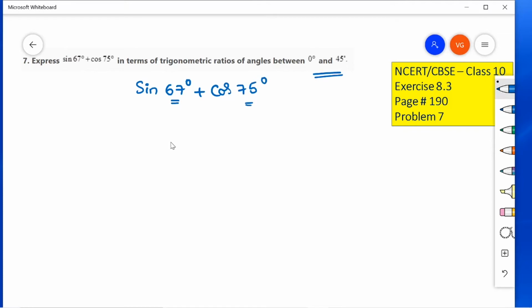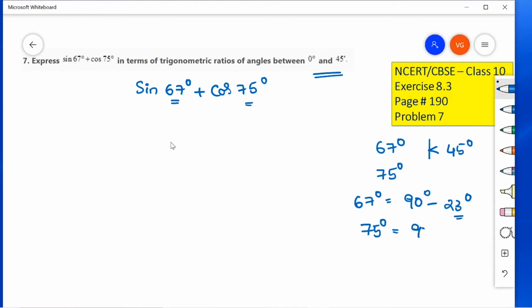So, to convert that 67 degree or 75 degree to be less than 45 degree, I can write this 67 degree as 90 degree minus 23 degree, such that the complementary angle will give only 23 degree. Similarly, 75 degree can be written as 90 degree minus 15 degree. Right? So, this can be replaced like this.